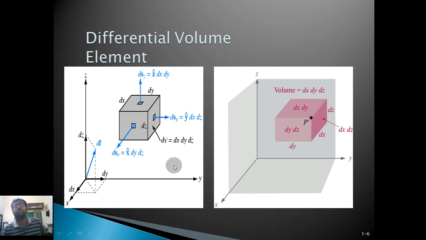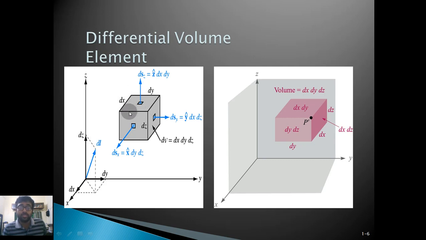Now if we have to find the surface of this infinitesimally small area, what do we do? We multiply the length and the width. If we take this surface, we have dx dy. This is the length and this is the width. If we multiply both of them, we will get the surface area. In this surface area, the value of dz is not considered.